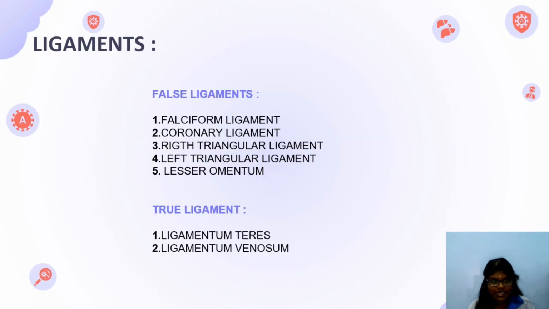Ligaments. False ligaments: falciform ligament, coronary ligament, right triangular ligament, left triangular ligament, lesser omentum. And the two true ligaments are ligamentum teres and ligamentum venosum. The next few topics are explained by Mona Priya.